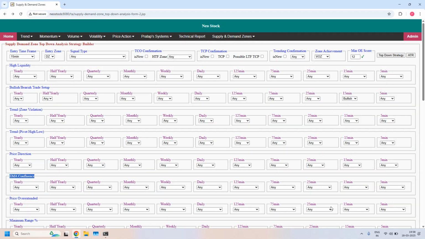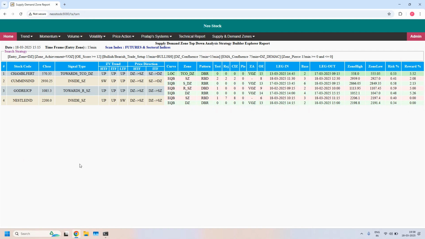In the EMA confluence at 75 minutes time frame, checking 75 minutes demand zone having daily EMA confluence. Anyway, trend is uptrend, 75 minutes trend. So we got 4 stocks. So these 4 15 minutes demand zones are having even more high probability to get success. Okay. Next we will look into LTF, ITF, HTF demand zone confluence supported stocks.